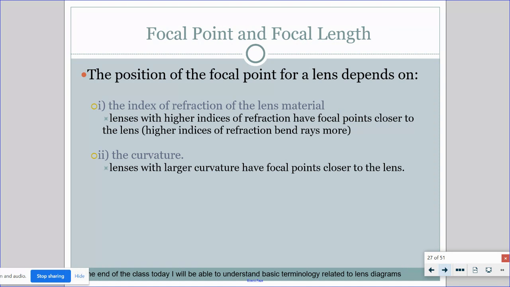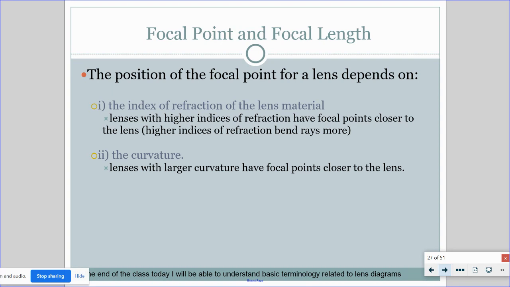The position of the focal point really depends on the index of refraction of the lens material. So if something has a higher index of refraction, the focal points are closer to the lens. And if they have lower indexes of refraction, the focal points are farther away. This is actually something that's really big in eyewear, because you can get something with a high index of refraction, which makes the lens a lot thinner, so it's not as heavy as you're wearing your glasses. And also the curvature.